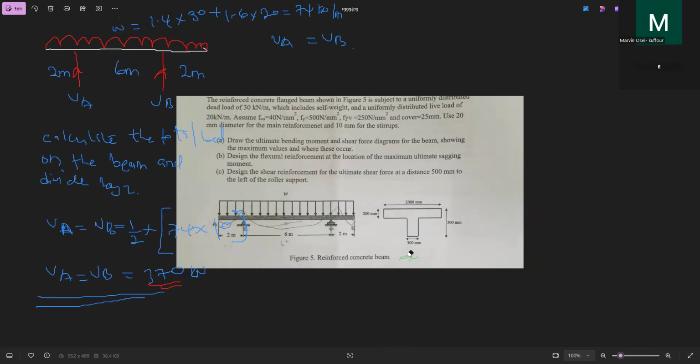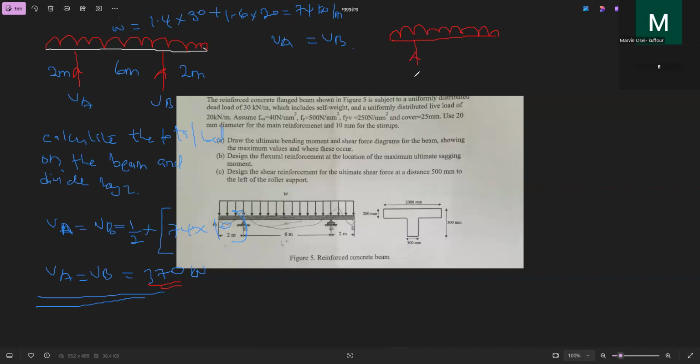Assuming you spend the whole time and your VA is wrong, the only place that you can know you are wrong is when you are drawing your shear force. So let's see. VA and VB, we already know. We've calculated them.